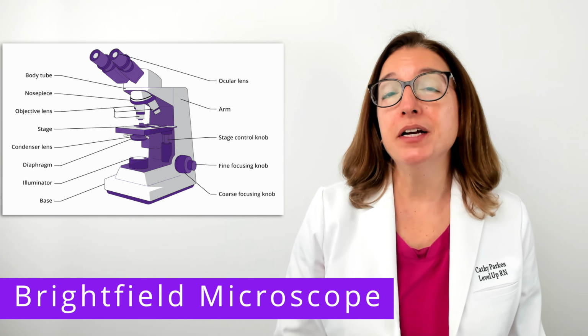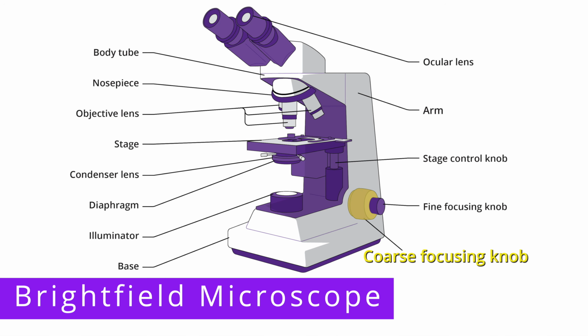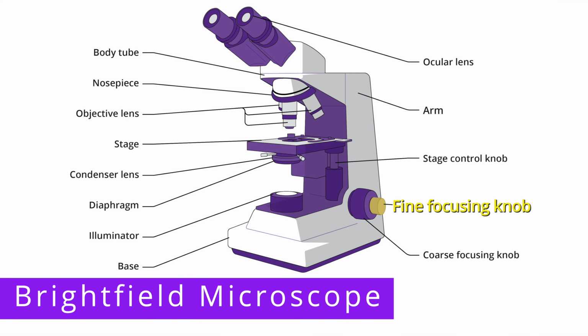So the microscope would have a total magnification of 400x. And lastly, to bring the image in focus, the coarse focusing knob would be used to raise or lower the stage very quickly. So it would be used for large scale movements, whereas the fine focusing knob would be used to raise or lower the stage very slowly. So it would be used for small scale movements.